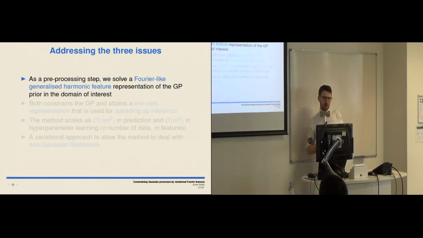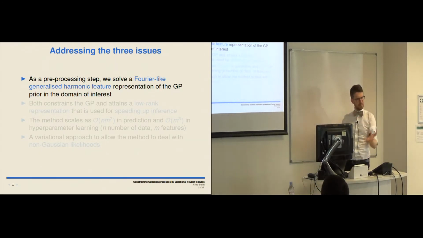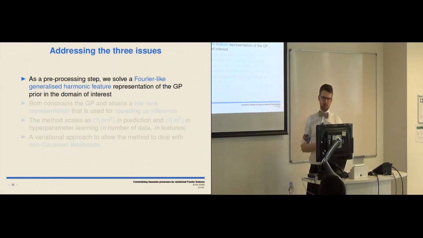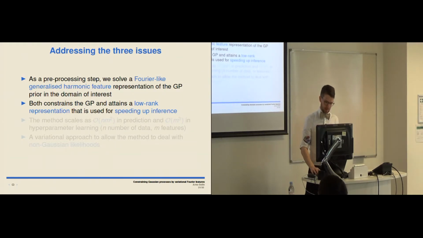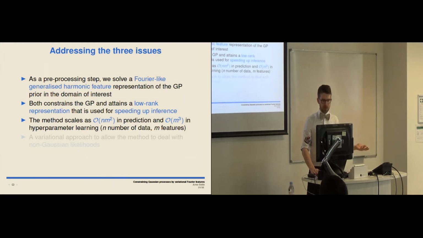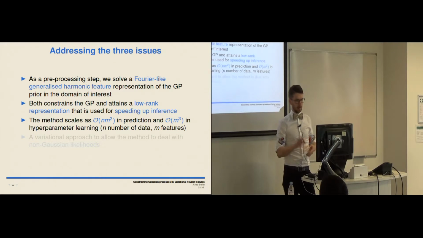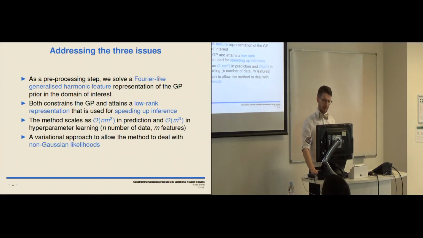So as a pre-processing step for our star-shaped domain, let's try to solve the harmonic features, or the basis functions to project the problem on. That low rank representation would then also represent the prior and speed up inference. The computational complexity would be linear in the number of data points and cubic in the number of features for hyperparameter learning, which would be very nice. Later on we'll have a look at how to plug this into a variational framework for dealing with the non-Gaussian likelihoods.